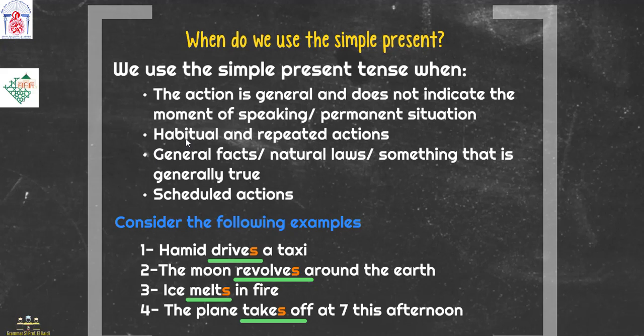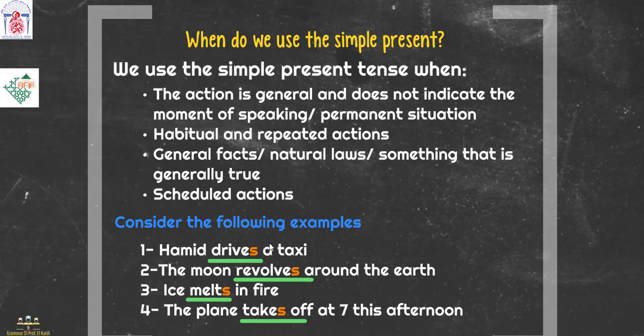Okay, something that a person repeats every now and then or from time to time. We use the simple present when we talk about general facts or natural laws, something that is generally accepted as being true, right? And of course, we use the simple present when we talk about scheduled actions. Now here I have examples for each of these cases.